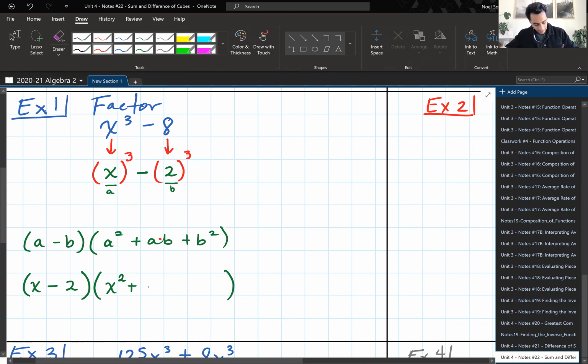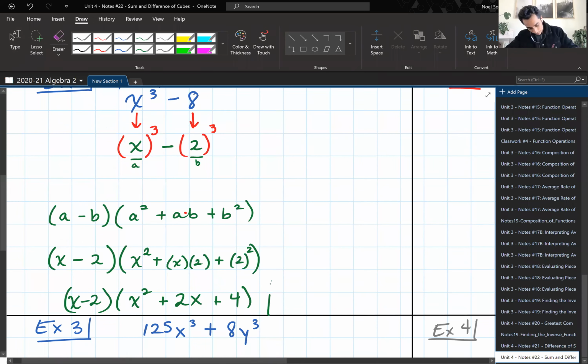So my a term is x. My b term is 2. It's a product of just x times 2 or 2 times x. Okay, we'll clean it up in a bit. And then plus my b term. My b term is 2, and then I want to square that. All right, so ultimately, when I clean this up, this should give us x minus 2 times x squared plus 2 times x, or x times 2. It should be 2x plus 2 squared, which is 4. And this here is my factored version, or my fully factored form of a difference of cubes.